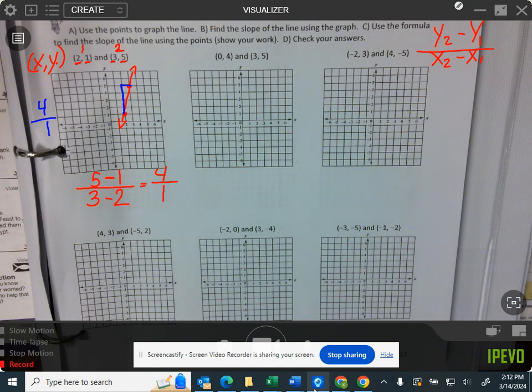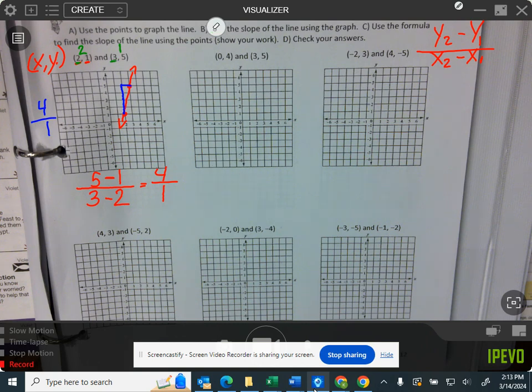Now what if I do it the other way, and I called this pair 2 and this pair 1? Am I going to get the same slope? Let's check and see. So I need y2 minus y1. Oops, I already made a mistake there.